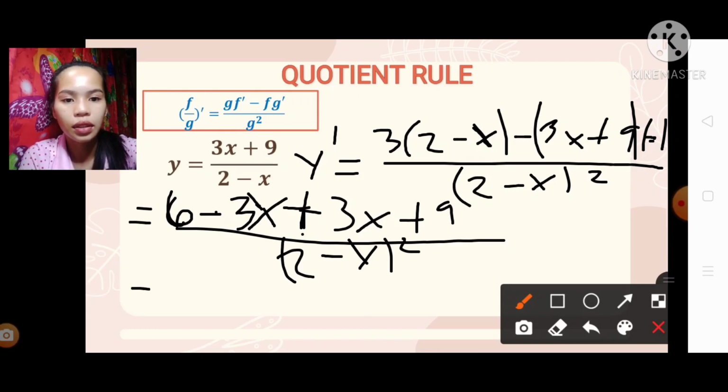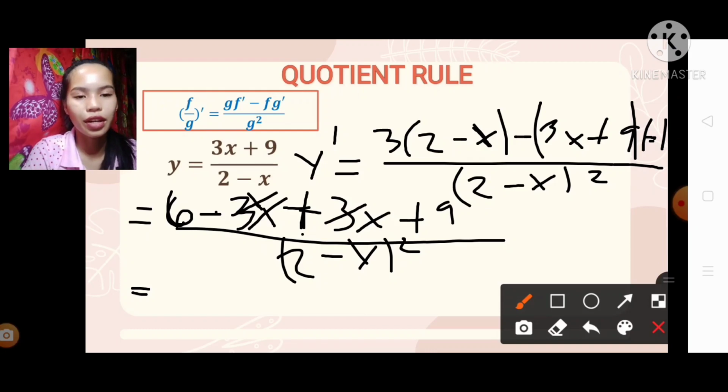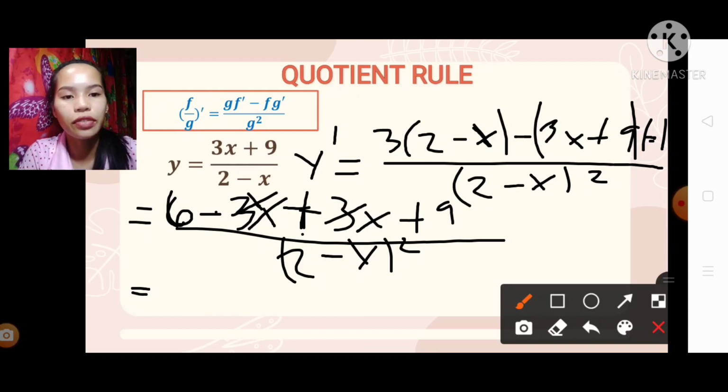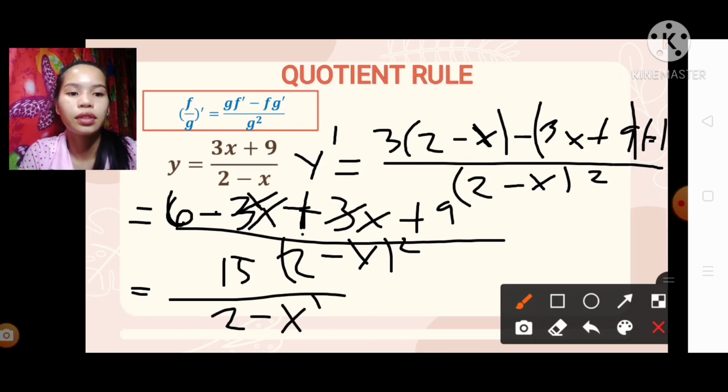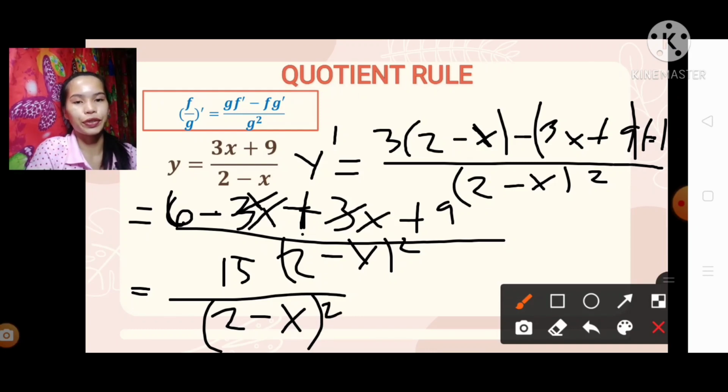Then we have to simplify our answer again. Let's cancel out the negative 3x and positive 3x, because that is 0. 6 plus 9 is 15 over 2 minus x squared. So that's our final answer.